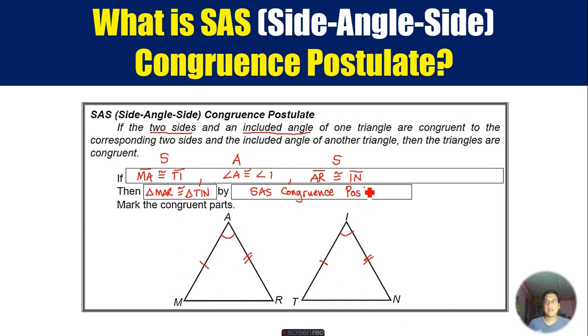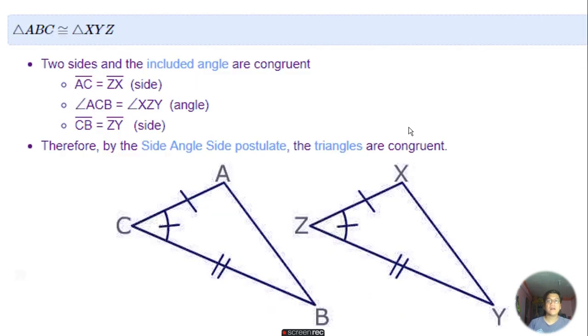Alright, so that's how we illustrate the SAS congruence postulate. Now, there are figures which instantly show us the SAS. So, in this particular example, it's obvious that this one is already the SAS.